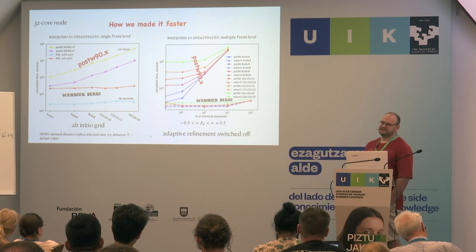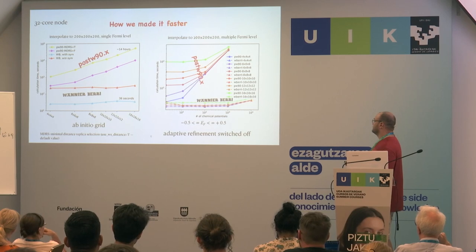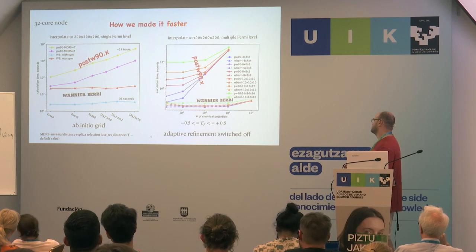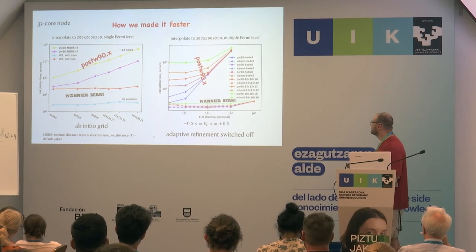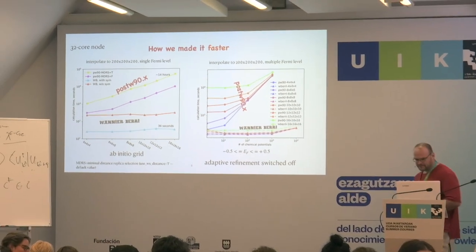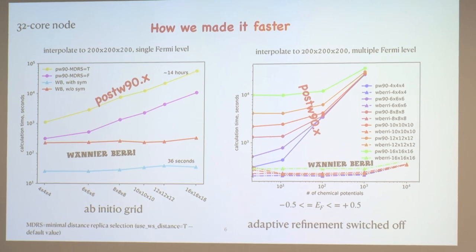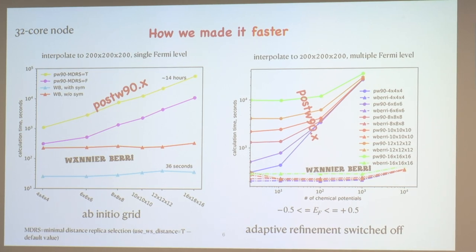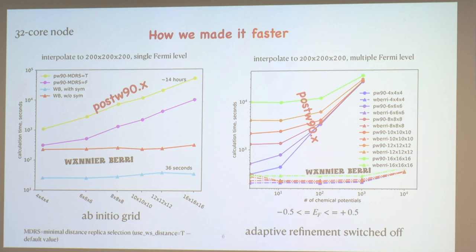So it has 18 Wannier functions, so actually quite a small Hamiltonian, 18 by 18. But okay, that's the time on the logarithmic scale of postw90, and that's, after all optimization, what we get with WannierBerri. So 14 hours versus 36 seconds on one core. So basically now you can run it just on a laptop, even for ab initio systems. But of course, the tutorial is short. We cannot wait so long. So let's use k·p models, and that will be a few seconds. So there was some optimization also in terms of scanning of Fermi levels and other things. Finally, it's much faster.